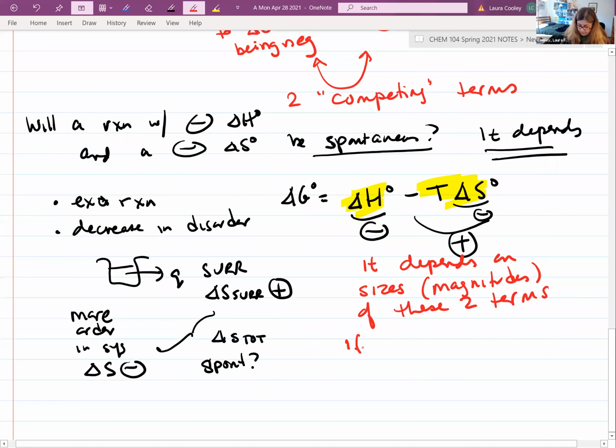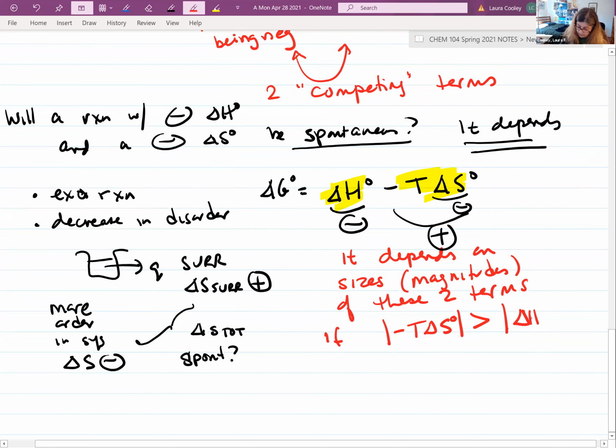Okay, so if the delta H term, well, let's put it the other way. If the T delta S term, so this is the magnitude of the minus T delta S term, is greater than the delta H term, then what's going to happen? If this is the larger magnitude term, and this is a positive, right? Then the delta G0 will be positive, and the reaction will be non-spontaneous.